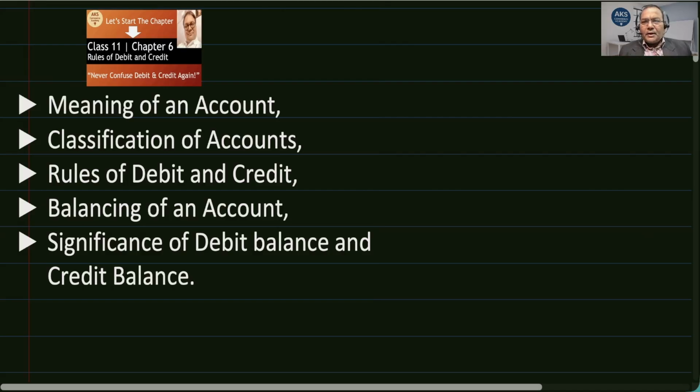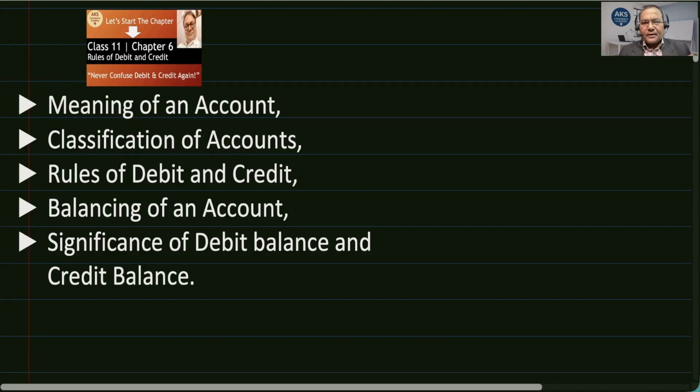We discussed the meaning of account, wherein I gave you an understanding of how an account appears, the T format of accounts, and the classification of accounts: nominal account, real account, personal account, which is the traditional classification. Then we also saw the modern classification: assets, liabilities, expenses, gains or income. Rules of debit and credit: debit what comes in, credit what goes out, in various classifications like personal, real and nominal account. It varies.